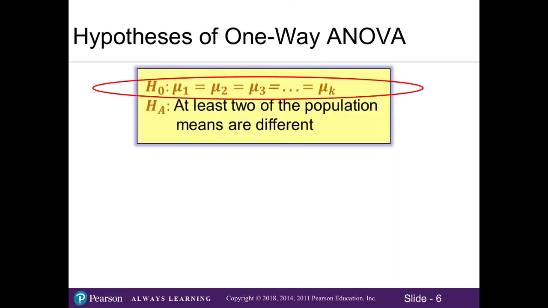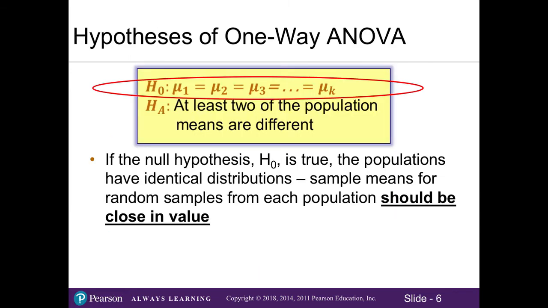So if our null hypothesis is true, that means our populations have identical distributions. Recall in Chapter 7, we learned about sampling distributions, where if we took many samples and found each sample's mean or average, and then graphed them, we get a normal distribution or bell-shaped curve. So if we were to take samples from each population and graph their means, the distribution should be close in value, and we'll learn how close means shortly.